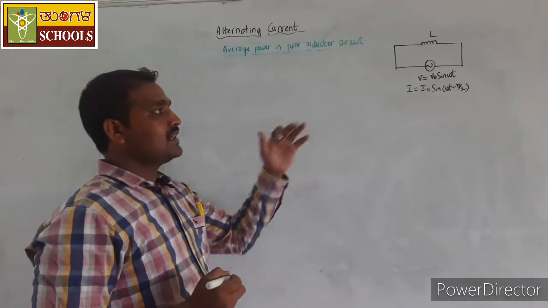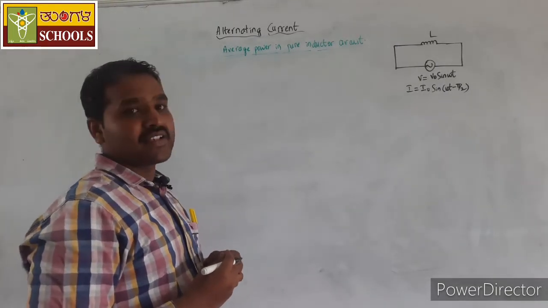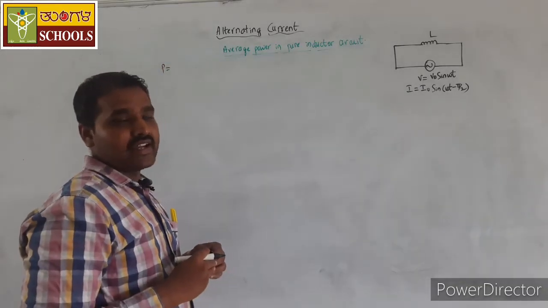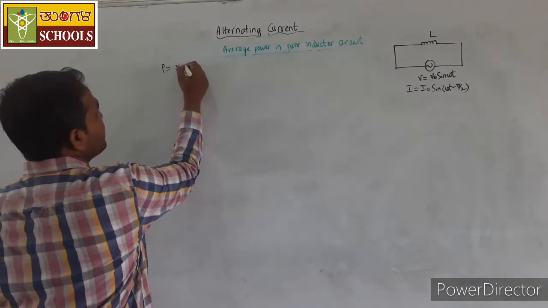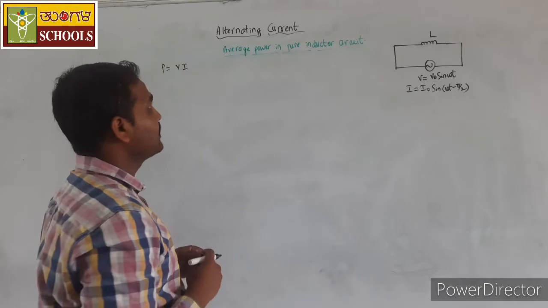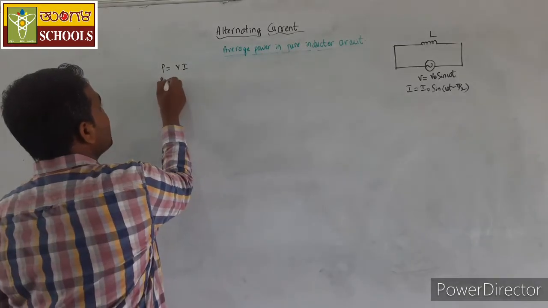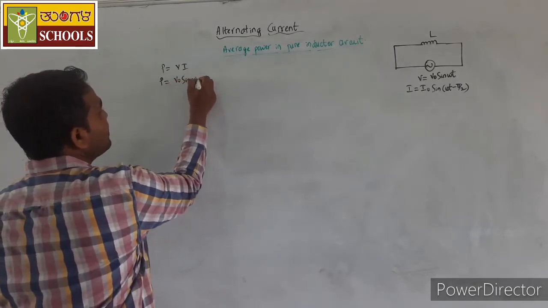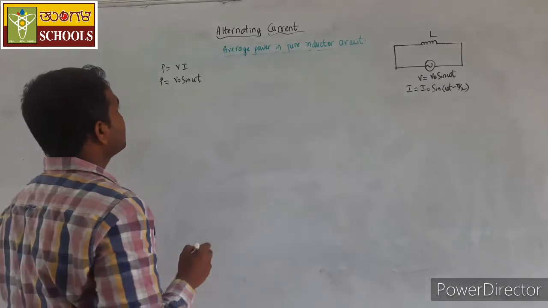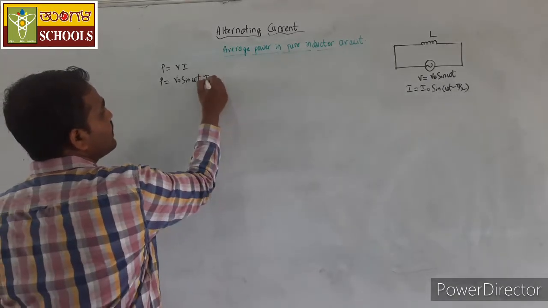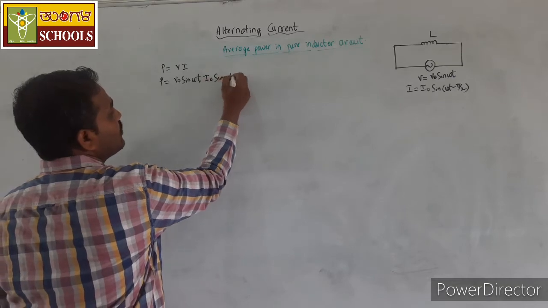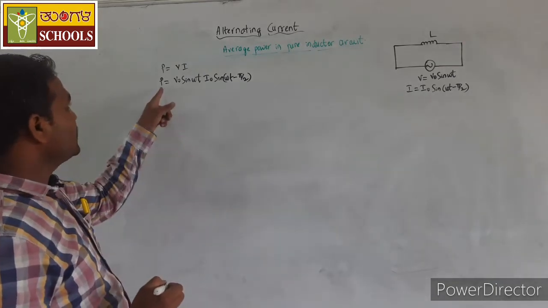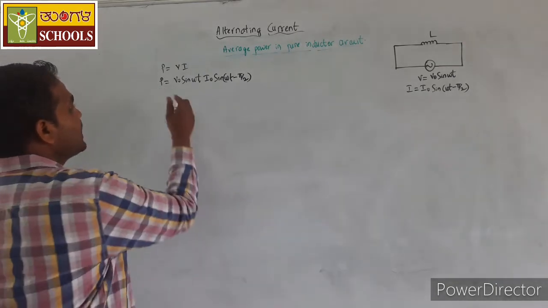Mathematically, the instantaneous power in the AC circuit is given by P is equal to the product of instantaneous voltage and instantaneous current. So, I can write P is equal to V into I. Let us substitute the values here. P is equal to V, which is V naught sin omega t, and the current I can write as I naught sin(omega t minus pi by 2). So, this is the equation for the power. Then let us simplify this.